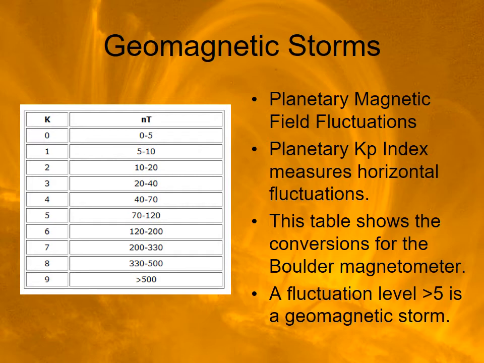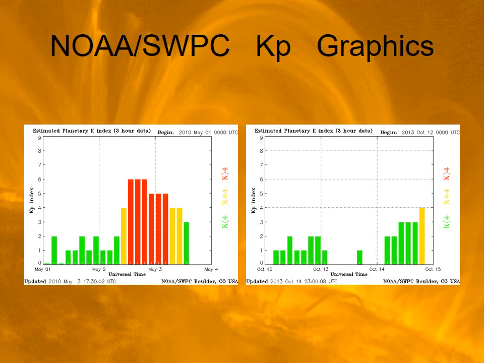As I mentioned before, we monitor the planetary K index. The K index is a measure of how variable the magnetic field of the Earth is, how much it's fluctuating as a consequence of solar activity. A K index of 5 or greater corresponds to a geomagnetic storm. So they plot estimated K indexes at various times. And here are some plots from a number of years ago.